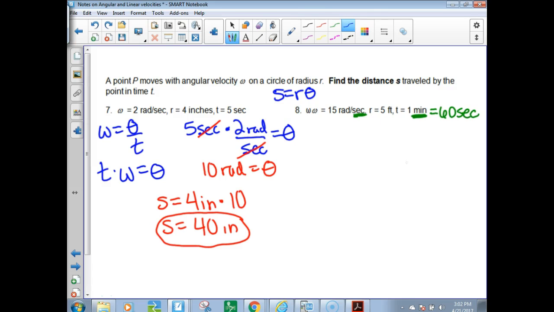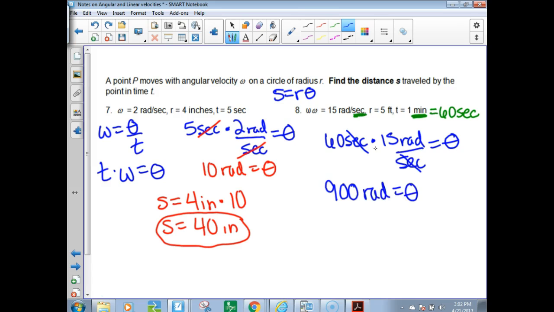You've got to pay attention to your labels. So we're going to do 60 seconds times 15 radians a second. And that's going to give us theta. 60 times 15 is 900. Seconds cancel, so I've got 900 radians for theta. And now S equals the radius, 5 feet, times 900 radians. And that will give me 4,500 feet.